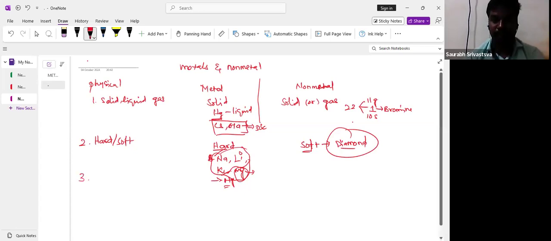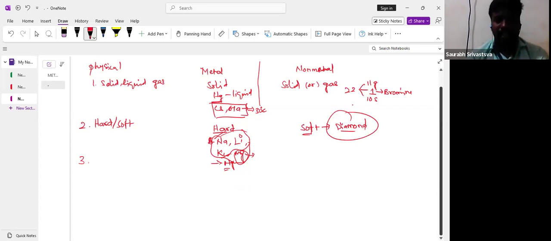Next, the third property: whether it is malleable or not. Malleable means we are able to make a thin sheet.